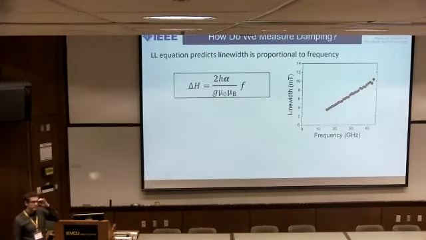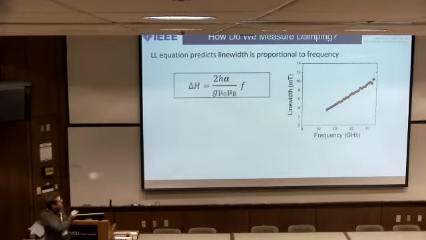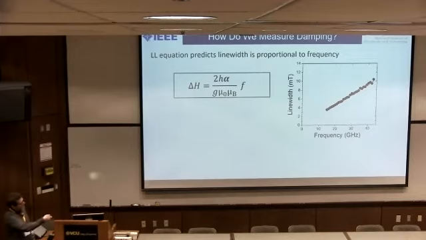So how do we measure damping? Let's look at that. This is a talk on FMR, of course. So how do we do this measurement? Well, the Landau-Lifshitz equation predicts that line width should be proportional to frequency, as shown there. So we should be able to just measure line width versus frequency, fit a line through it, and then the slope should give us our damping, as shown here.